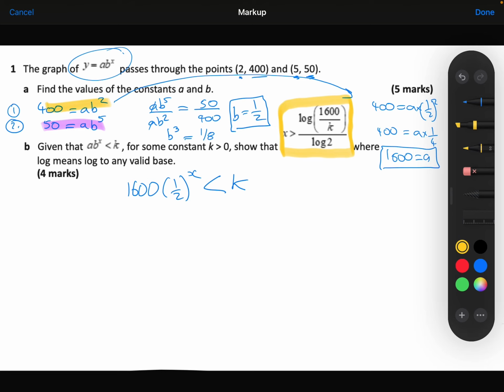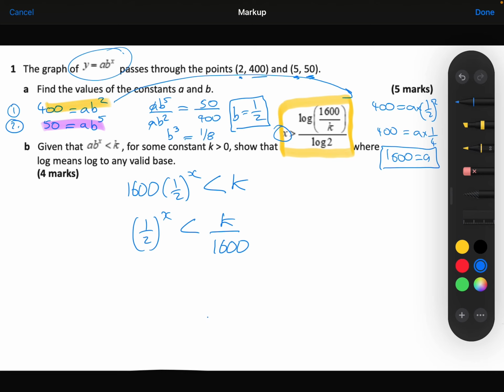So, first thing I'm going to do is divide both sides by my 1,600. So I'll get... And the reason why I'm doing that is I'm trying to get the x by itself. I want to bring this x down with a logarithm in a minute so I can have the x by itself. And that 1600 at the front there is stopping me from doing it. That's my first step.